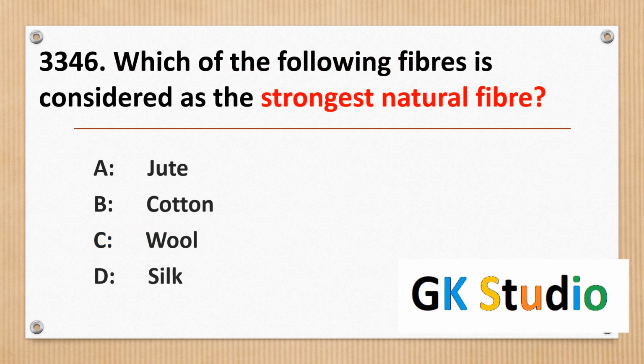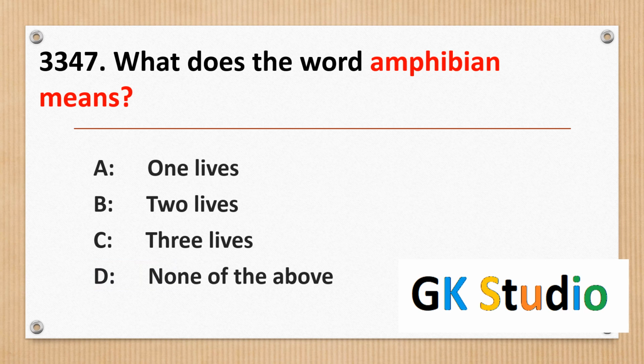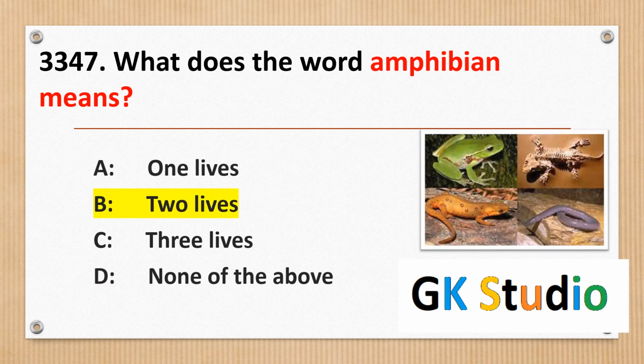Which of the following fiber is considered as the strongest natural fiber? Silk. Silk is considered as the strongest natural fiber. What does the word amphibian means? That animal which has 2 parts of life, one is in the water and the other is on the lands.